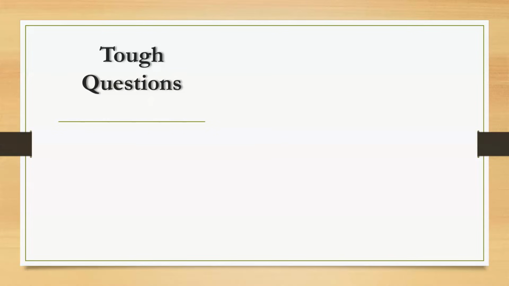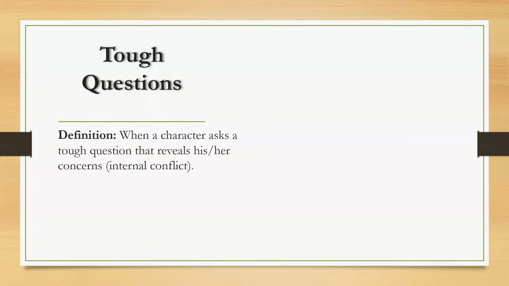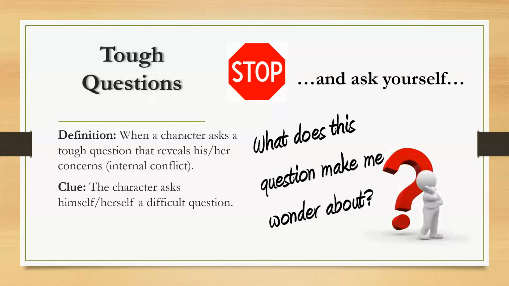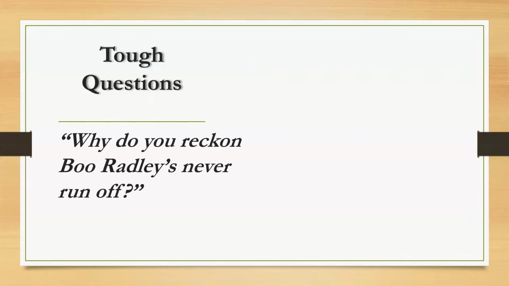The third signpost is called tough questions. The definition is when a character asks a tough question that reveals his or her concerns and shows you a bit of their inner conflict. A clue to that is when the character asks him or herself a difficult question. So when I see these tough questions, I stop and I ask myself, what does this question make me wonder about? Here's an example from To Kill a Mockingbird.